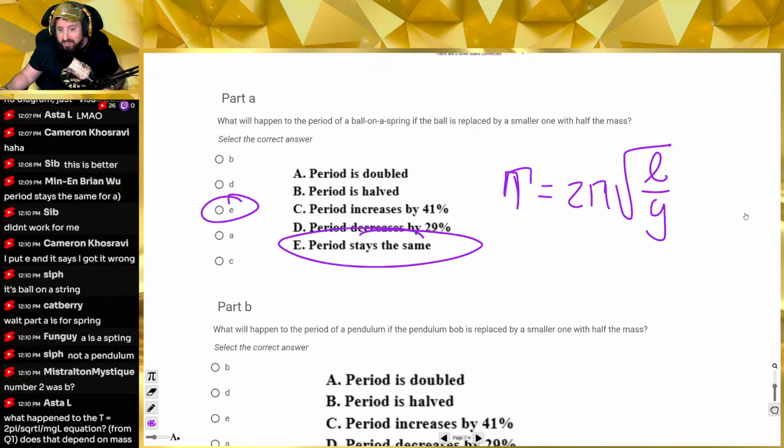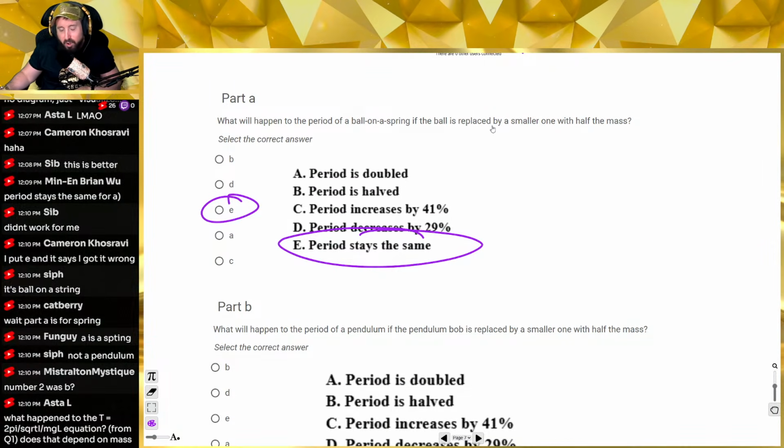Sorry. I read this as a pendulum. I read this as ball on a spring. Ball on a string. Sorry. Okay. Fix. One sec. Yes. Okay. Ball on a spring.